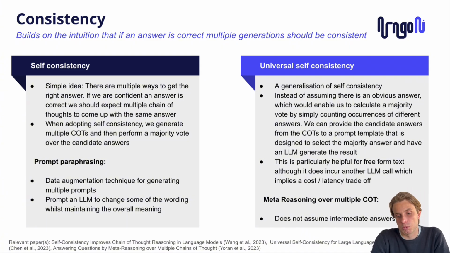Meta reasoning over multiple chains of thought is very similar to universal self-consistency. But instead of the prompt template just working from the answers of all the individual chains, it doesn't assume that there is necessarily an answer that exists. It takes the whole chain of thought from the examples into the prompt template and then asks the LLM, based on these chains of thought, what is the most common answer.